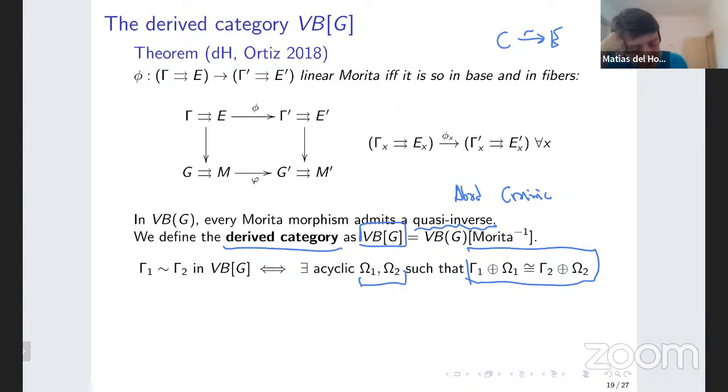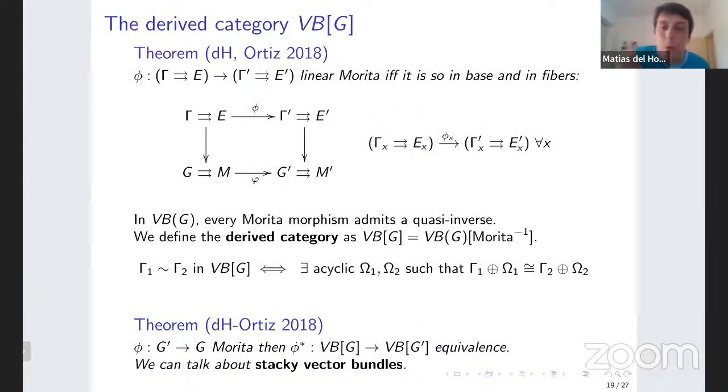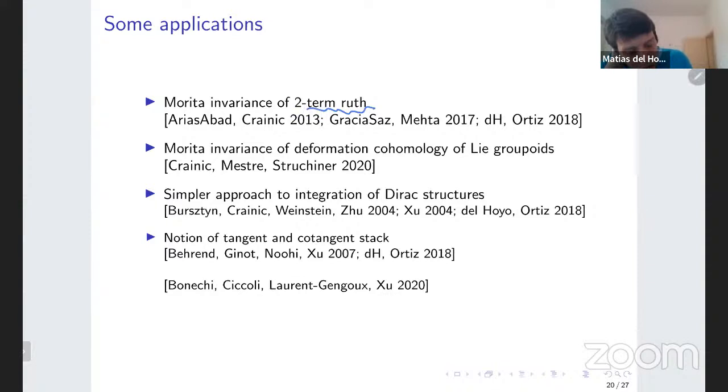And our second result with Christian was to show that when you pull back BV groupoids along a Morita morphism, you get an equivalence of the derived categories of BV groupoids. So we can talk about stacky vector bundles because it doesn't matter what groupoid we use to model a differentiable stack. The category of BV groupoids over it is well defined, the derived category of BV groupoids. So some consequences of this is Morita invariance of two-term representations up to homotopy, just combining with the results of Gracia-Saz and Mehta.